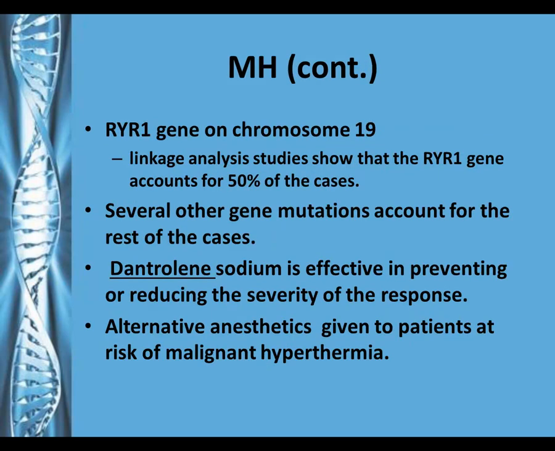This gene we talked about, the RYR1 on chromosome 19, in linkage studies that we talked about in another week, shows that this mutation accounts for approximately 50% of the cases. They are looking at other gene mutations, which may account for the other 50%. Dantrolene sodium can be used in preventing or reducing the severity of the development of malignant hypertension.